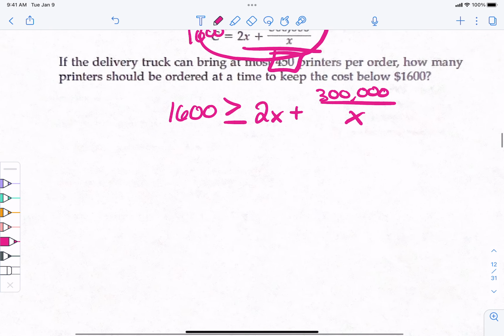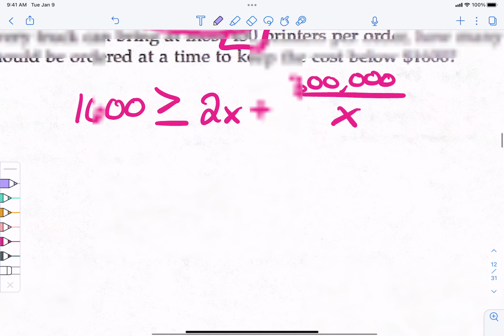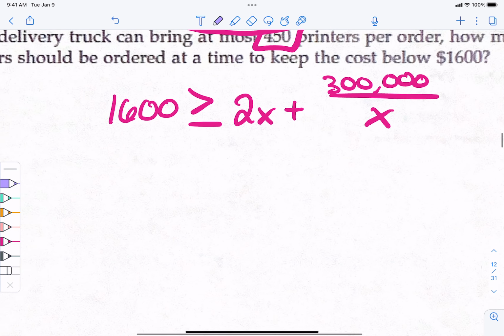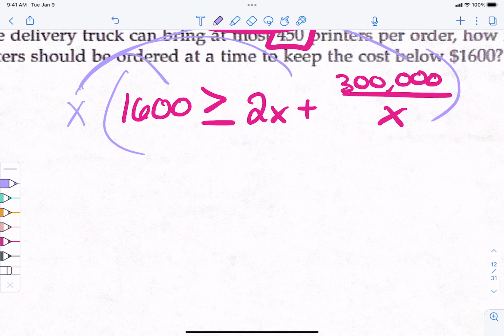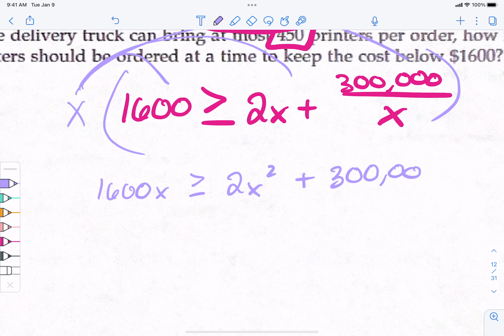I think we draft it. Okay. What do you say? What would you like to do first? I hate fractions. Multiply by x. Let's multiply everything by x. So x, you get an x, and you get an x, and everybody gets an x, right? 1,600x greater than or equal to 2x squared plus 300,000. Now what?